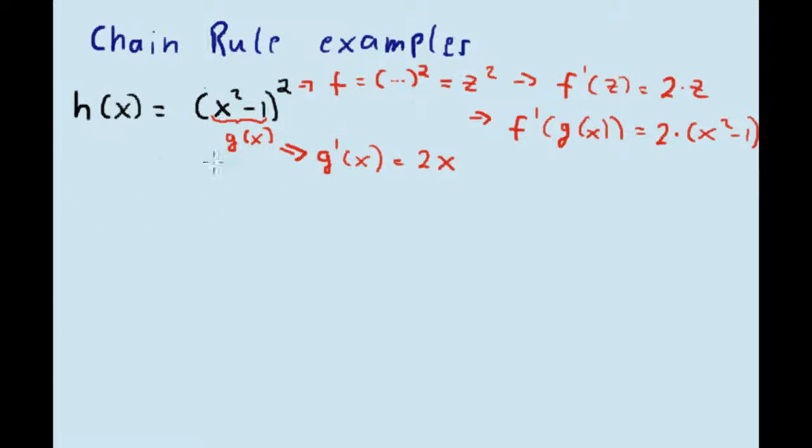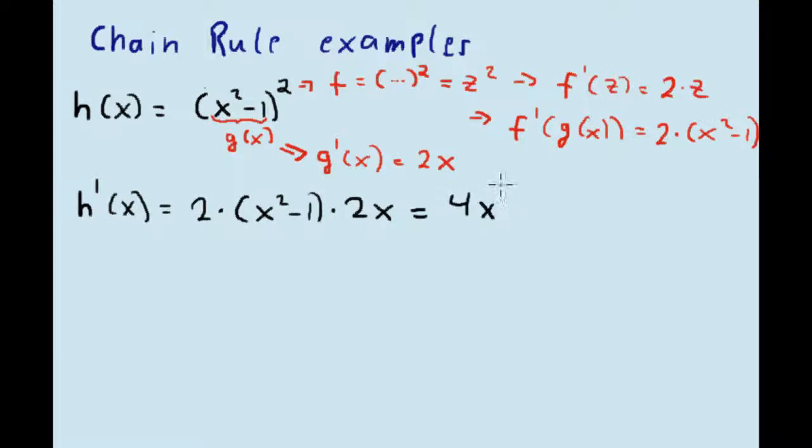So if you combine all this together, that means h prime of x is outer times inner. What is outer? That was 2 times x squared minus 1, times the inner derivative, which is g prime of x, times 2x. Or, putting terms together, that's 4x times x squared is 4x cubed, minus 4x.